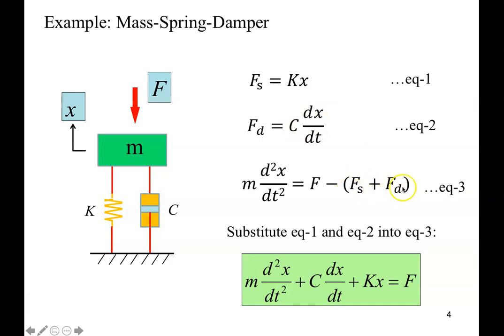and I move these two terms from the right-hand side to the left-hand side, I get this final equation in that box. So it's m x double dot plus c x dot plus k times x equals f. In this case, f is my input, x is my output. It is a second order differential equation. Therefore, the system is actually a second order system.